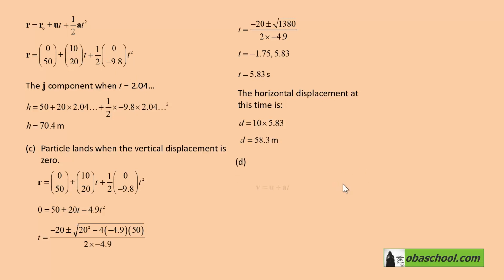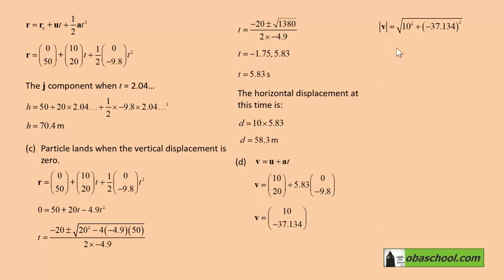Now we want the speed when it lands, so we can use v = u + at. So v is going to be (10, 20) plus 5.83 times (0, -9.8), which gives us (10, -37.134). So the speed, just using Pythagoras' theorem, is going to be the square root of 10 squared plus negative 37.134 squared, and that gives us 38.5 meters per second, correct to 1 decimal place.